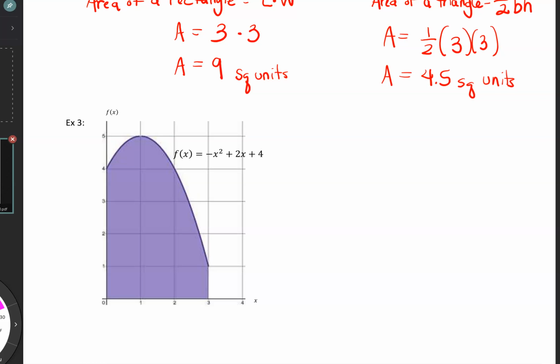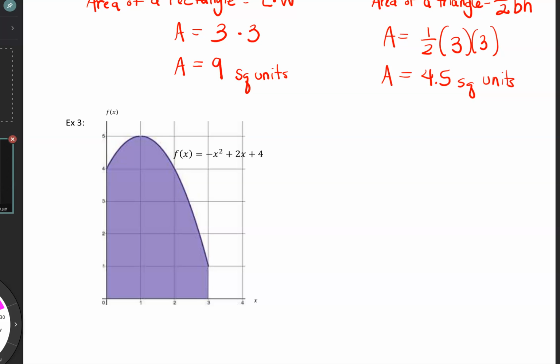Now I've graphed a quadratic. Before I was graphing linear functions. Now I'm graphing a polynomial, a quadratic function. It's making this curved line here. And then I'm wanting to find the shaded area, again, from 0 to 3. We're sticking with this 0 to 3 thing. But now it's like, how? What? Does anyone have a formula for this off the top of their head?